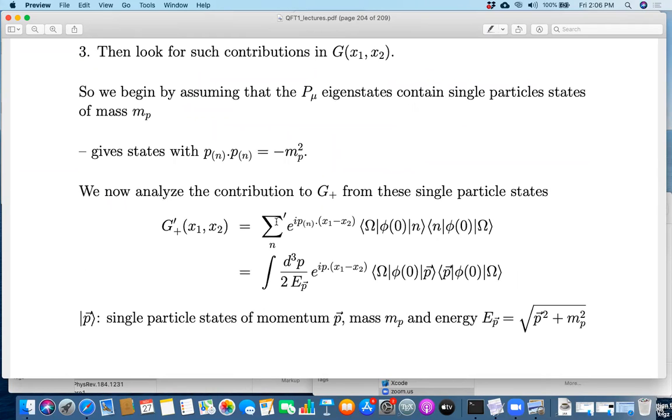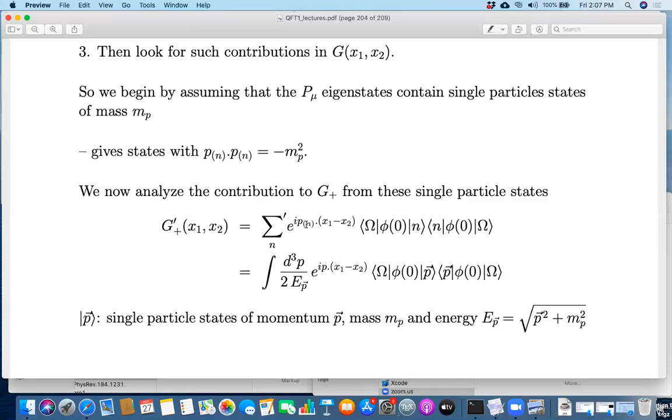So this is given by the sum over n, sum prime. This prime on the sum basically means that you are summing only over the single particle states. And now using the fact that the single particle states can be labeled by just the spatial momentum p, because the energy is fixed in terms of the spatial momentum by this formula, E_p² equals p² plus m_P², I can write this in this form. So remember, yesterday we said that the sum over n, with the normalization that we are using, becomes the integral d³p over 2E_p, for a single particle state. So that's the normalization I have used here.